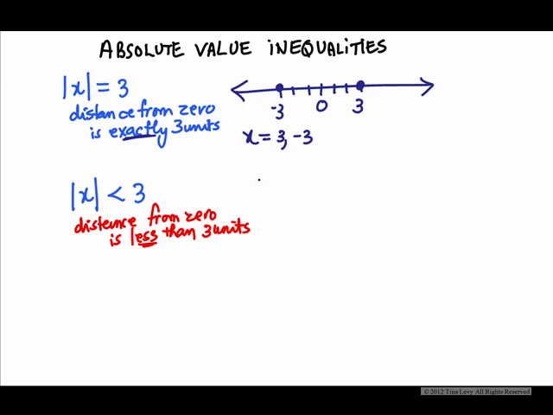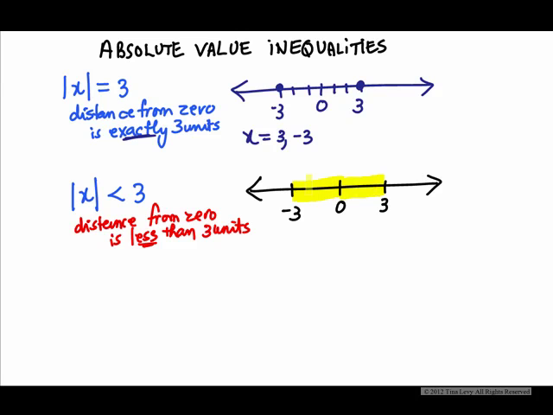Well, we put up our number line, and we know at 0, 3 units to the right is positive 3, 3 to the left is negative 3. When the distance is less than 3 units, it means it's up to but not including the 3, and the same in the other direction. So you're less than 3 units to the right, and less than 3 units to the left.